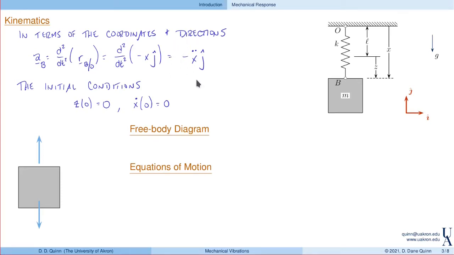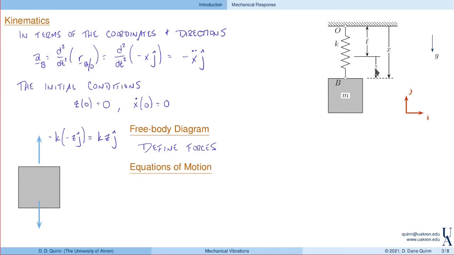Now we turn to our free body diagram. Here's where we actually take those forces that we identified previously, and we define them in terms of the coordinates and directions. So this spring force is minus the stiffness times the displacement. Here the displacement was minus z in the j direction, so we can write the spring force as k times z in the j direction.